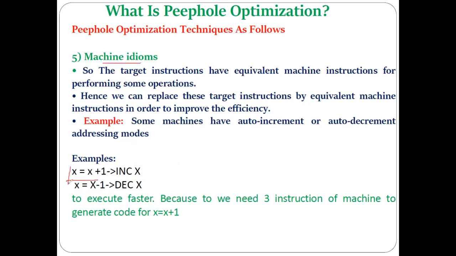For this code, how many target instructions will be required? Three, as I told you. One for moving x into the register, then doing the addition of the content of the register and one, and the third will be moving this result into x. Let me show you. First you need to move.